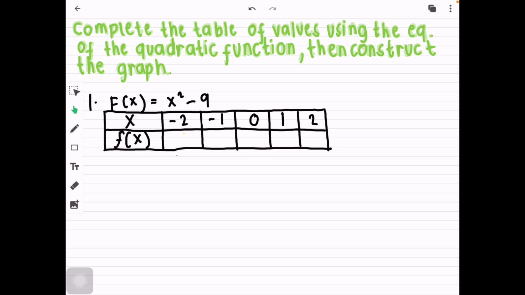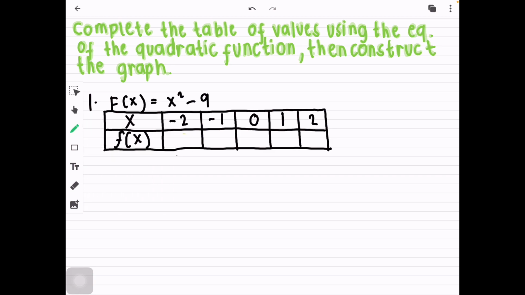Okay, so now we will complete the table of values using the equation of the quadratic function, then construct the graph. So basically, kailangan lang natin i-plug in yung value ng x, which is yung negative 2 sa x, sa given equation, para makuha natin yung f of x. Ganun din ang gagawin mo for all values of x. Okay, so now solve muna natin yung x equals negative 2.